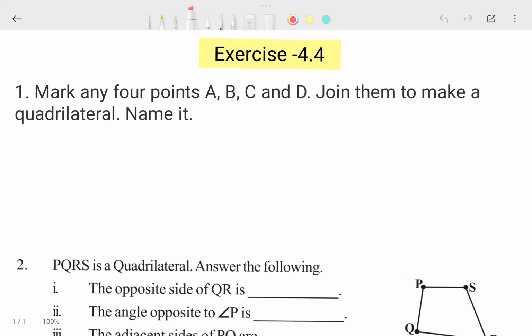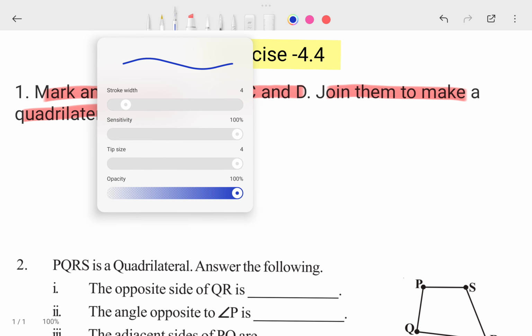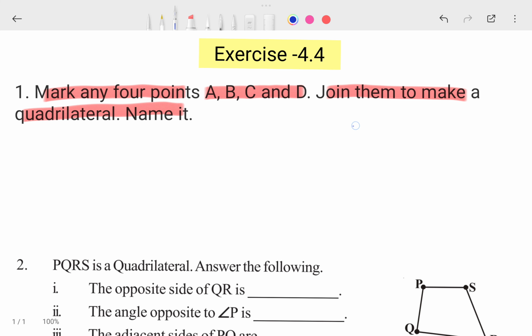The first question is: make any 4 points like A, B, C, D, join them to make a quadrilateral, and name it. So what is a quadrilateral? When 4 line segments meet together, they make a quadrilateral. Like when 3 line segments meet, they make a triangle. Like that only, when the 4 line segments meet together, they make a quadrilateral.